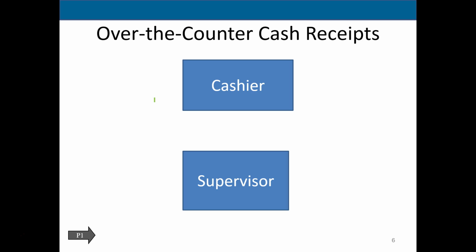The cashier could then either count it or give it to someone in the cashier department to count the cash, record how much cash was collected, and then a separate individual, a supervisor, would often record the transactions from the register.